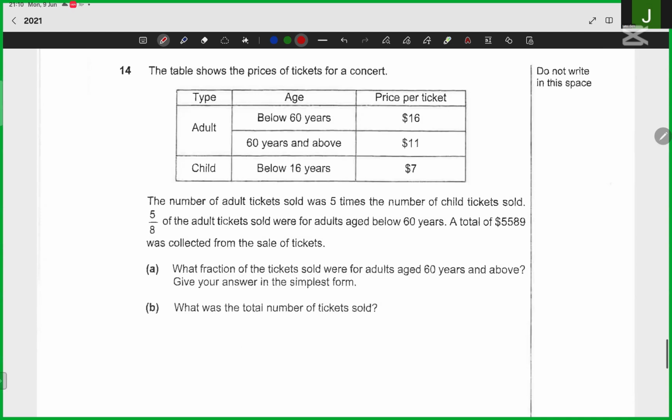The table below shows the prices of tickets for a concert. Adults that are below 60 years old, $16 per ticket. Adults that are 60 years and above, $11 per ticket. Children below 16 years old, $7 per ticket. The number of adult tickets sold was 5 times the number of children tickets sold. 5/8 of the adult tickets sold were for adults aged below 60. A total of $5589 was collected from the sales of the tickets. What fraction of the tickets were for adults aged 60 and above? Give your answer in the simplest form.